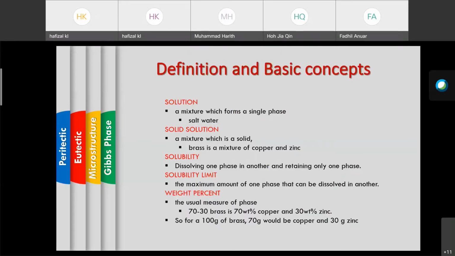composition. In this case, we have brass consisting of 70% and 30% of copper and zinc respectively. So if we look at the weight, it indicates that if we have 100 gram of brass, the weight would be copper at 70 gram, and the rest is 30 gram for zinc. Then we convert to percentage to be 70% and 30% of copper and zinc respectively.